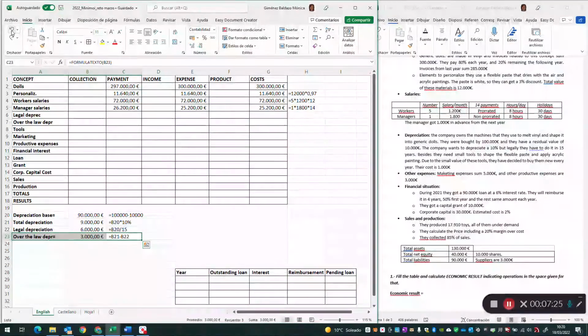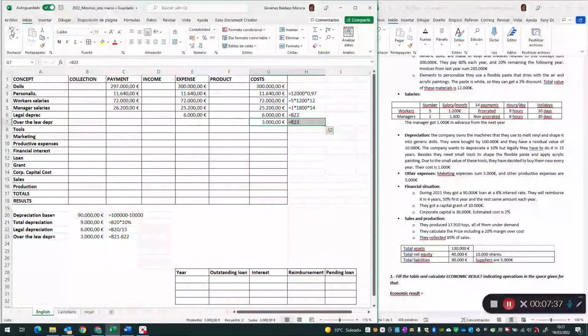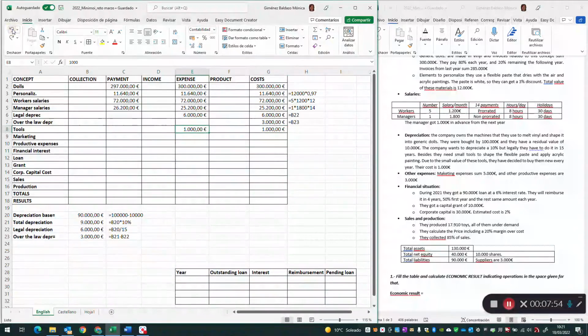Once we have this, we can translate it into the table. So legal depreciation is going to be a cost and an expense, while over-the-law depreciation is an opportunity cost, which means it's just a cost. And this is the moment for the tools. As you can see, there is a special line for them because they are considered an expense. They are not considered part of the fixed assets of the company. So the tools are going to be a cost because they use them for production. They're going to be an expense because they're related to the productive department and they have to be paid, okay?